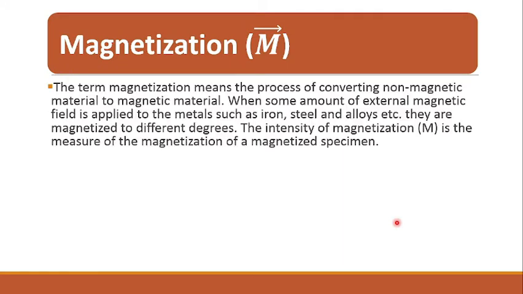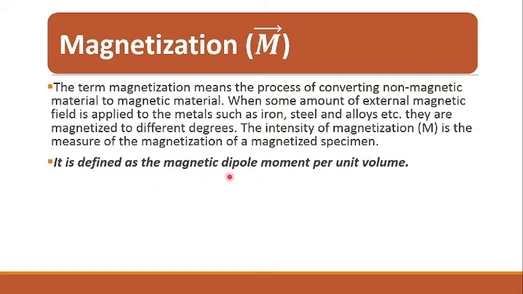The term magnetization means the process of converting non-magnetic material to magnetic material. When some amount of external magnetic field is applied to metals such as iron, steel and alloys, they are magnetized to different degrees. The intensity of magnetization M is the measure of the magnetization of a magnetized specimen. It is defined as the magnetic dipole moment per unit volume, so it is denoted by M.